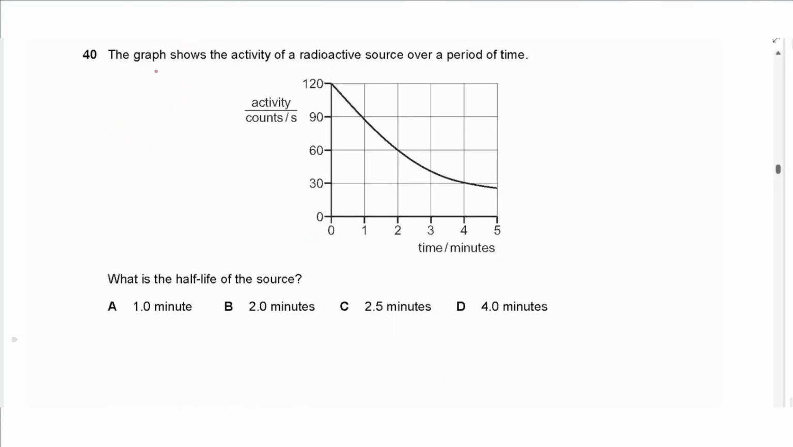Question 40 says the graph shows the activity of a radioactive source over a period of time. What is the half-life of the source? Since there was no mention of background, we use the initial value and we divide it by 2. We get 60. For half-life, we go to the graph line to find the time on the x-axis. So the time is 2 minutes and the answer is B.